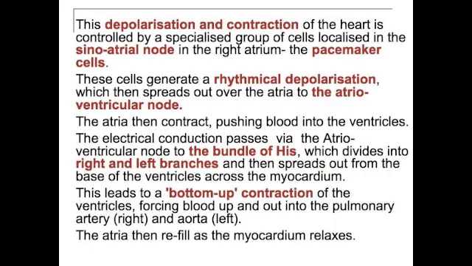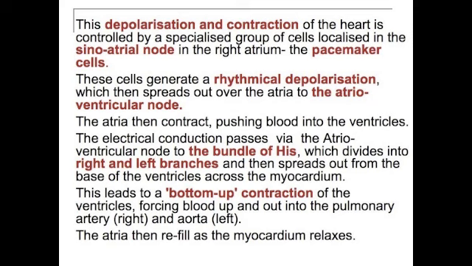This depolarization and contraction of the heart is controlled by a specialized group of cells localized in the sinoatrial node and the right atrium, in other words, the pacemaker cells. These cells generate a rhythmical depolarization which then spreads out over the atria to the atrioventricular node. The atria then contract, and this pushes blood into the ventricles.